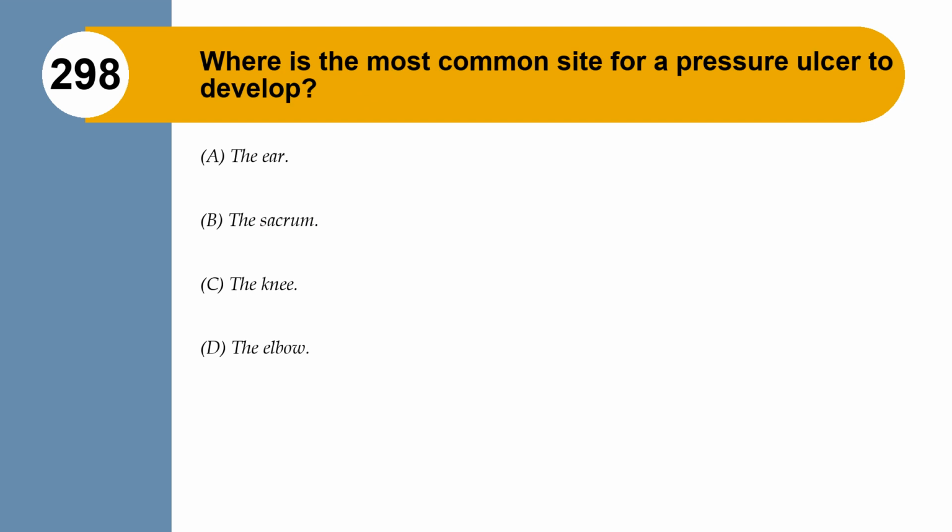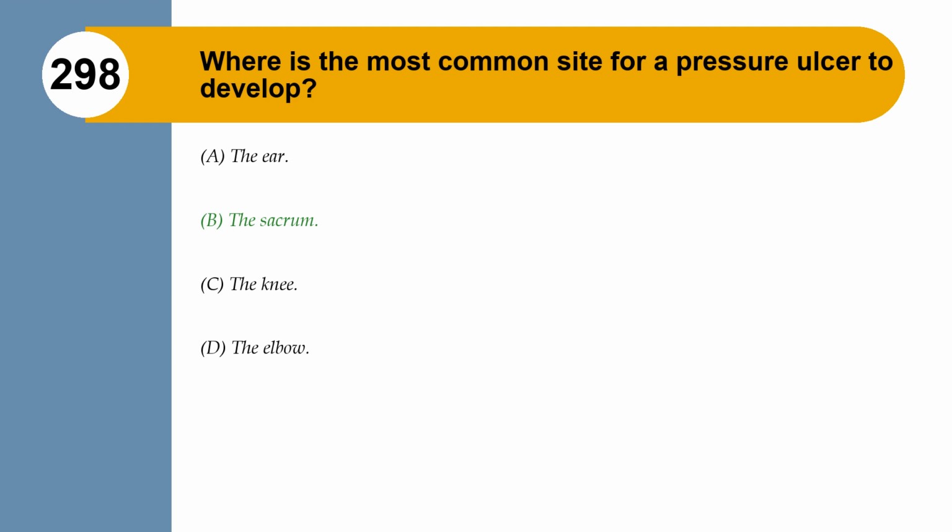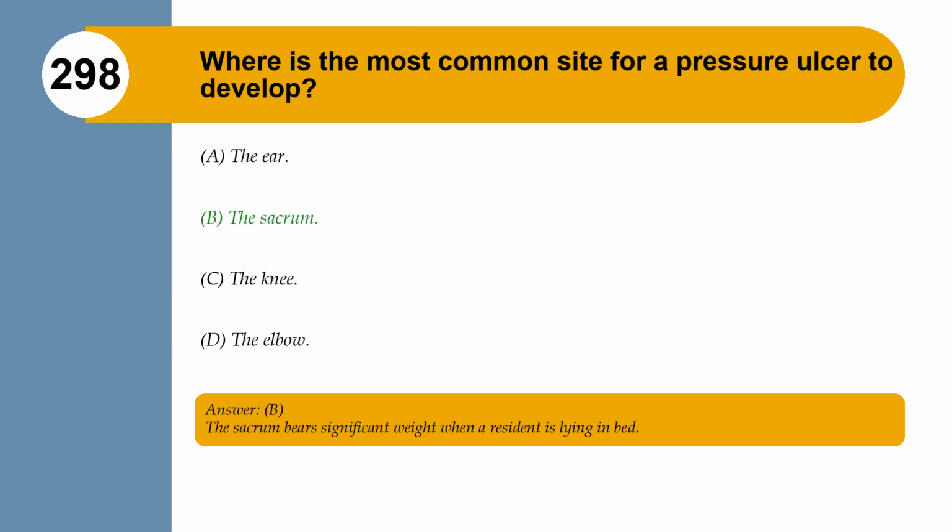Question 298. Where is the most common site for a pressure ulcer to develop? Option A, the ear. Option B, the sacrum. Option C, the knee. Option D, the elbow. The correct answer is option B, the sacrum. Explanation. The sacrum bears significant weight when a resident is lying in bed.